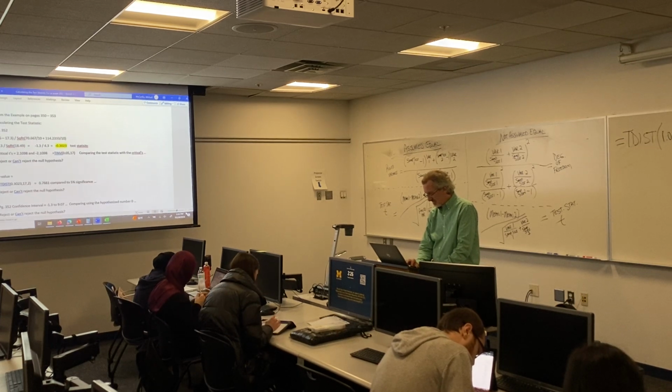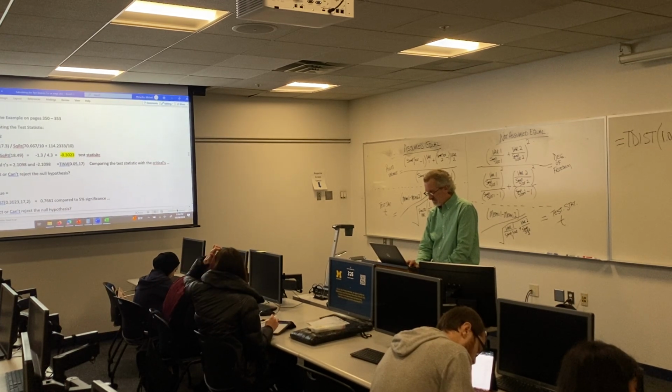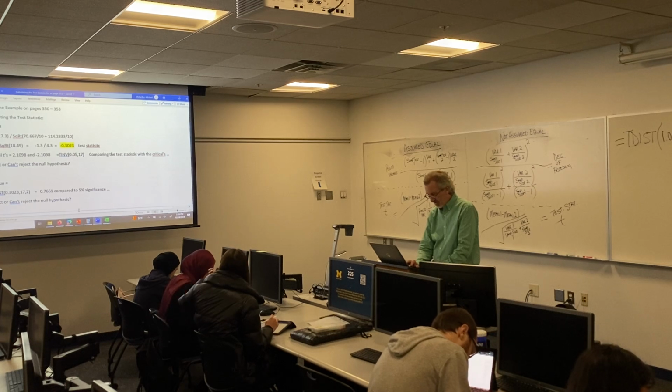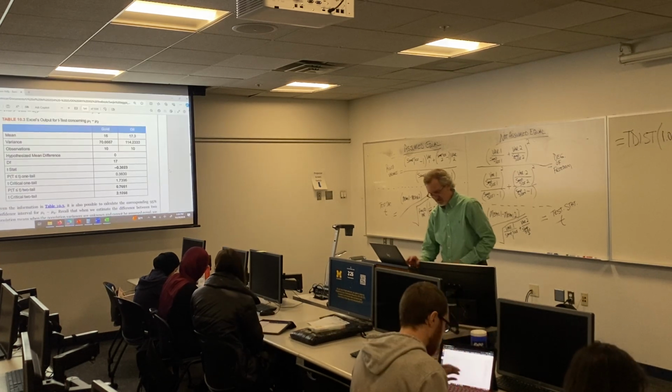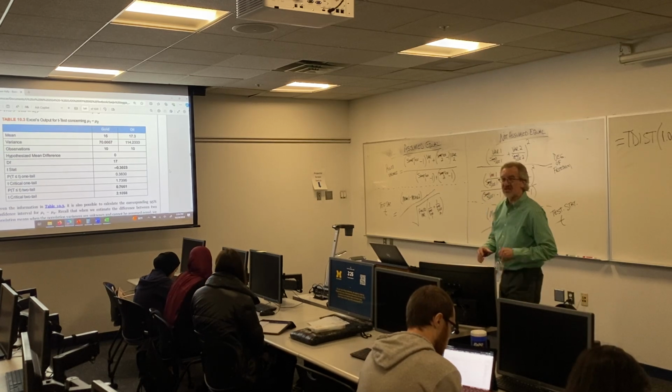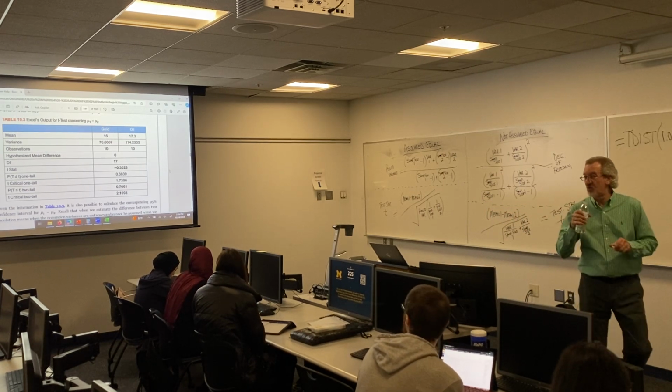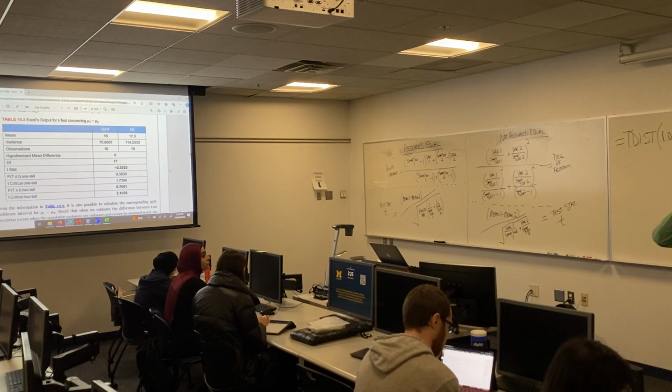All right, let's take a look at this. This is from page 352. Let me open up 352. I need you to start getting used to seeing this. Look at this. We've now got to start looking at these computer outputs and what do they mean and how do you read them. Excel, this is an Excel output from raw data.